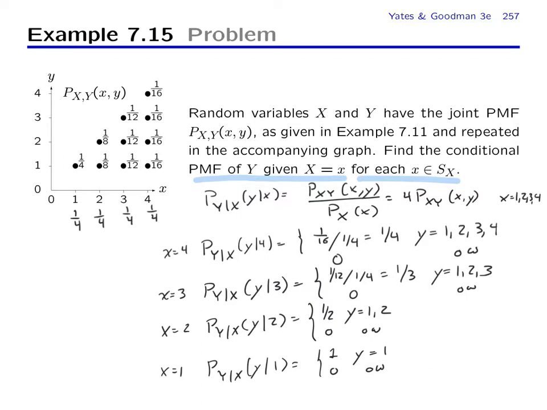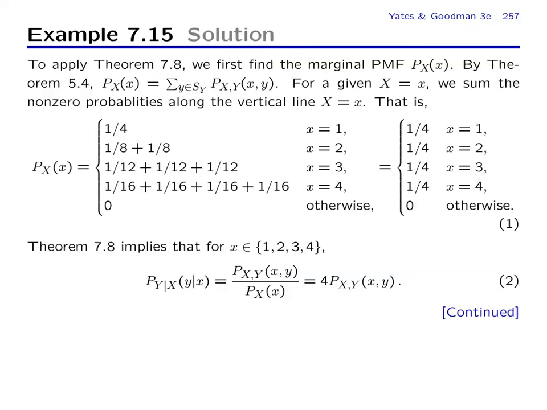The key thing to keep in mind here is that this PMF corresponds to normalizing these probabilities to sum to 1. Similarly, this conditional PMF at x equals 3 corresponds to renormalizing these probabilities to sum to 1. If I went too fast, this slide and the next slide repeat what I just did.